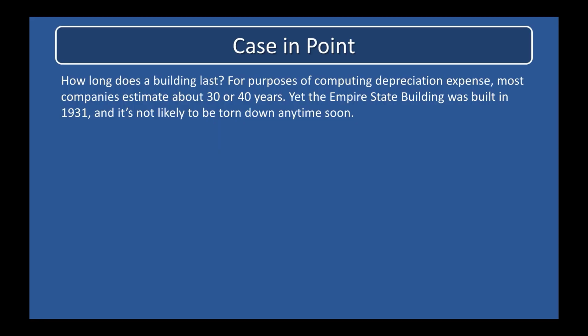How long does a building last? For purposes of computing depreciation expense, most companies estimate about 30 or 40 years. Yet the Empire State Building was built in 1931, and it's not likely to be torn down anytime soon. As you might guess, it often is difficult to estimate in advance just how long depreciable assets may remain in use.